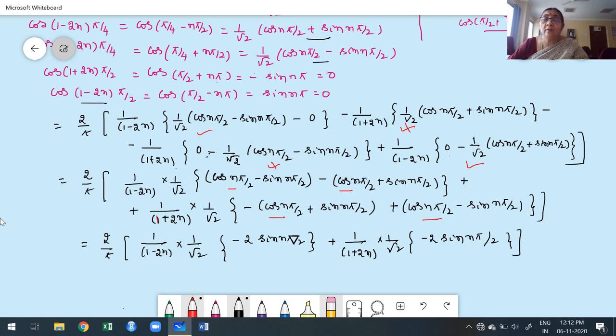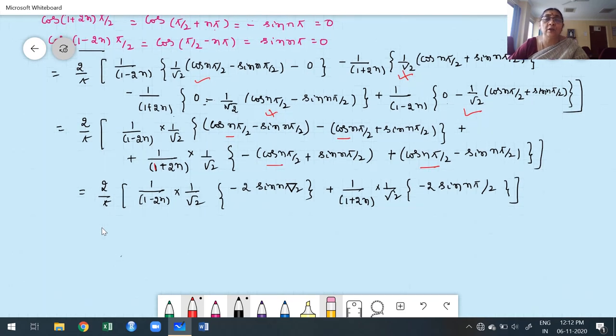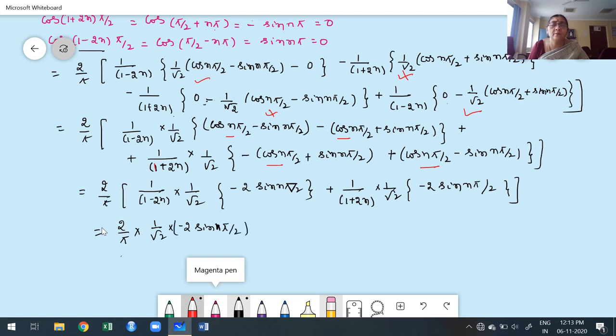Now again we are going to take the common factor from these two terms. Minus 2 by root 2 sin n pi by 2 is common. 2 by pi into 1 by root 2 into minus 2 sin n pi by 2. Sin n pi by 2 is common, because you observe, this is our common thing. What's the remaining now? Remaining is 1 by 1 minus 2n plus 1 by 1 plus 2n.